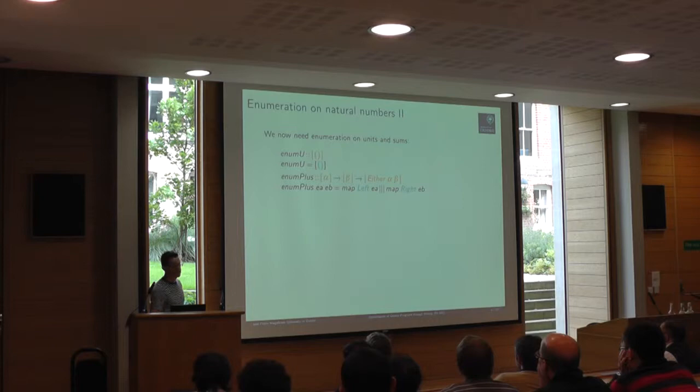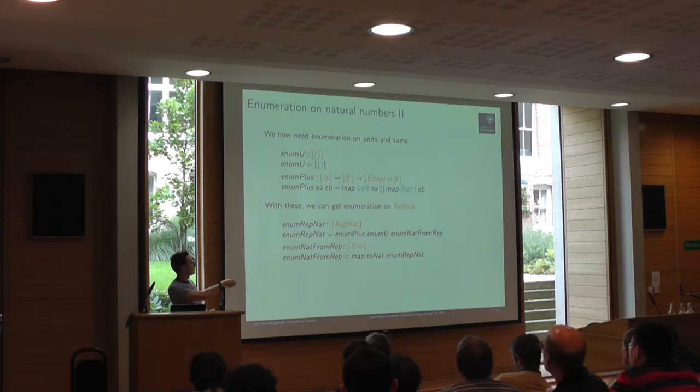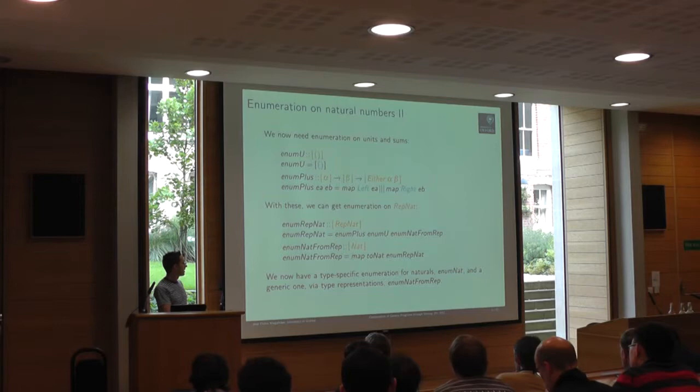So now we can get our enumeration on the representable naturals, because they are just a choice between the unit or the recursive occurrence of representable naturals. And from there we can get enumeration on actual naturals by simply mapping our conversion function over this list of representable naturals. So we now have two enumerations for naturals, hopefully they're the same. One is the one that we started with, the very simple one shown on the previous slide. And the other one is this one that goes through this complicated representation.